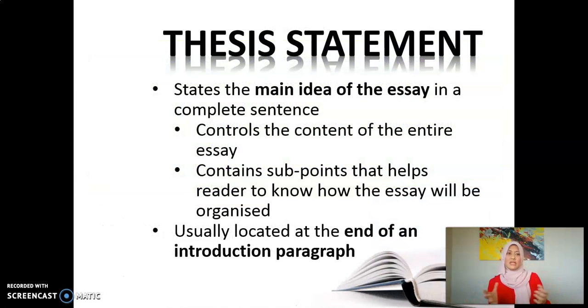How about thesis statement? Thesis statement states the main idea of the essay in a complete sentence. It controls the content of the entire essay and contains subpoints that help the reader to know how the essay will be organized. Usually, you can spot or locate the thesis statement at the end of an introduction paragraph.